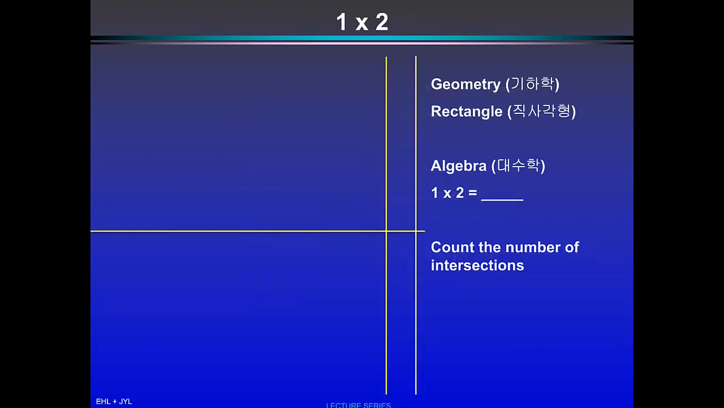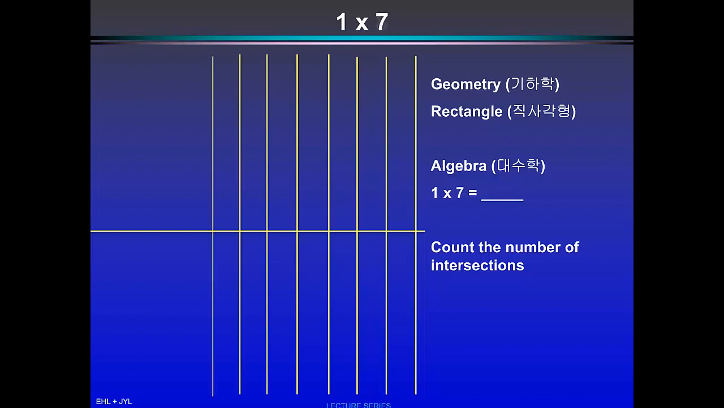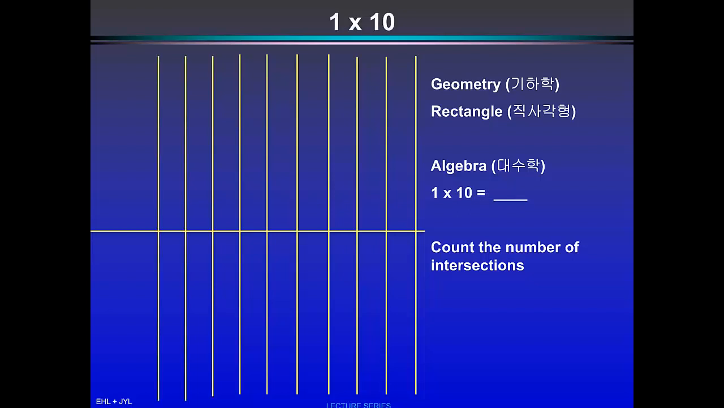And what is 1 times 2? 1 times 2 is 2. 1 times 3 is 3. And this time, instead of a square, you have the geometry of a rectangle, which is 3, 4, 5. 1 times 5 is 5. 1 times 6 is 6. 1 times 7 is 7. 1 times 8 is 8. 1 times 9 is 9. 1 times 10 is 10. 1 times 11 is 11. And 1 times 12 is 12.